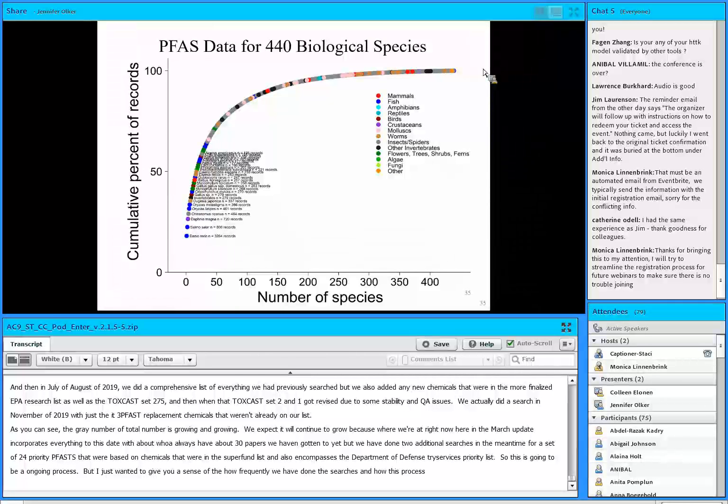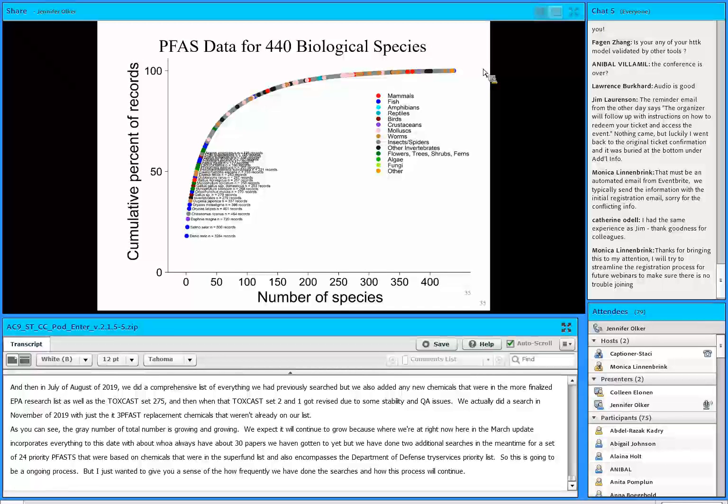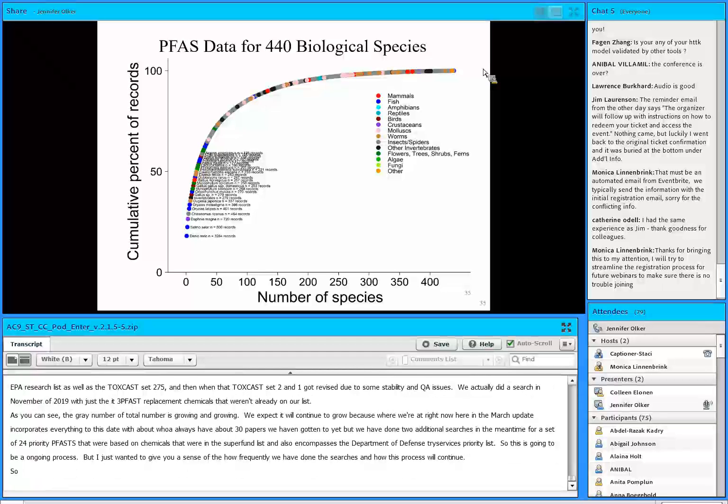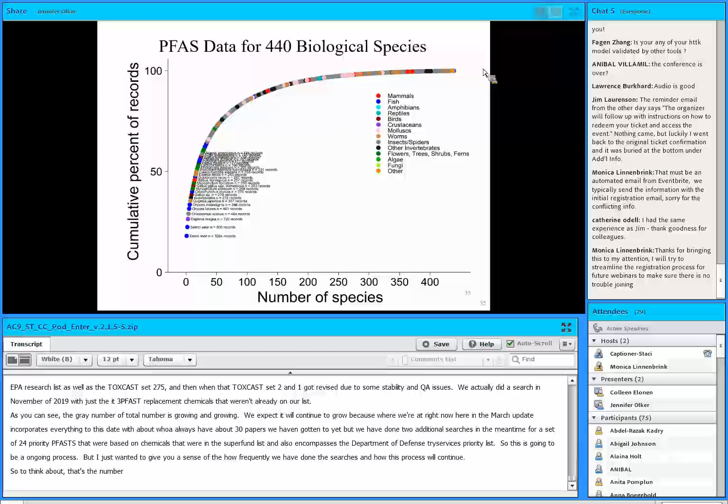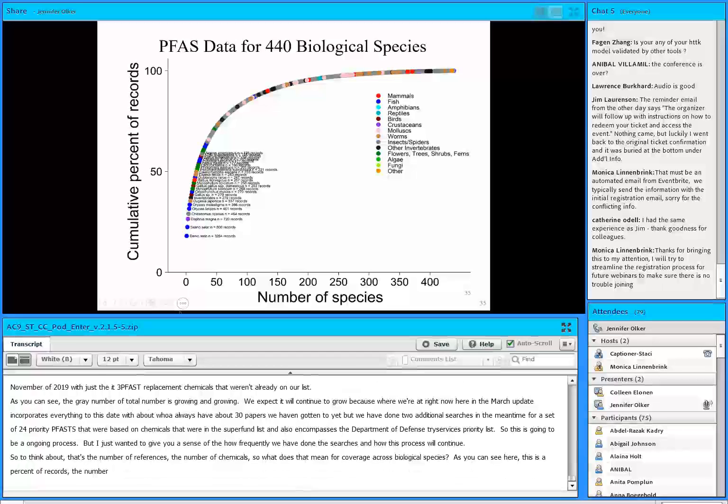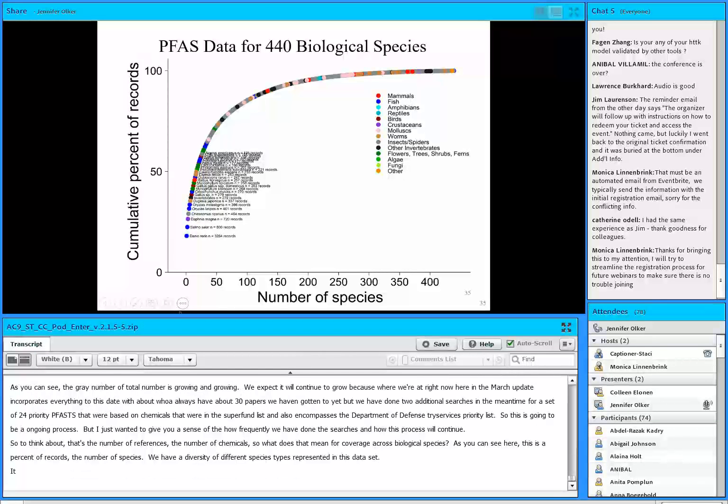So then to think about that's the number of references, the number of chemicals, what does that mean is for coverage across biological species? As you can see here, this is a cumulative percent of records by the number of species. We have a diversity of different species types represented in this data set. It includes data for mammals, fish, amphibians, birds, mollusks, crustaceans, and a variety of plants also. However, about 20% of the records are for zebrafish right here.